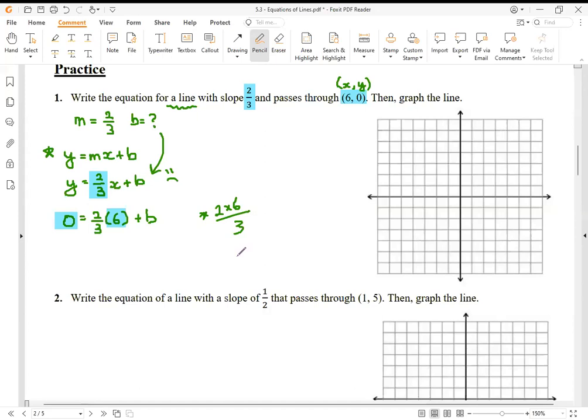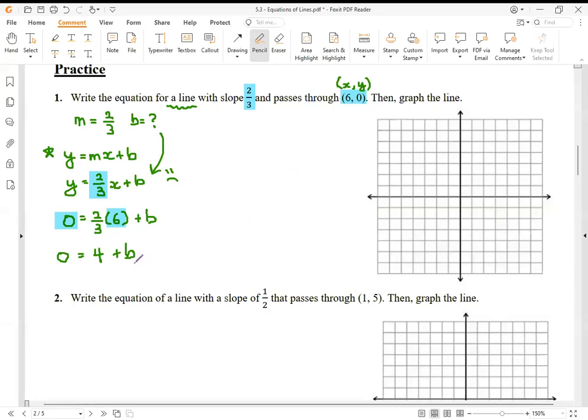I've been talking without recording. So if you want to do 2 times 6 over 3 after you plug in your x and y value, you can. If you want to do 2 over 3 times 6 and you simplify first, you can. Either way, when you multiply this fraction, you should end up with 4 plus b equals 0. And then here comes algebra.